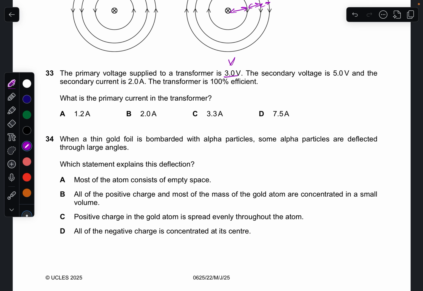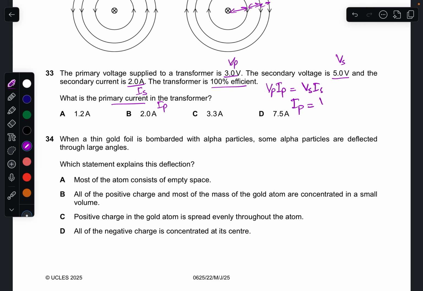In question 33, the primary voltage supplied is given. This is Vp that you have. The secondary voltage is given. The secondary current is given. Transformer is 100% efficient. You have to find the primary current, Ip. If 100% efficient, it means input power, Vp Ip, should be equal to the output power, that is Vs Is. You have to find Ip.